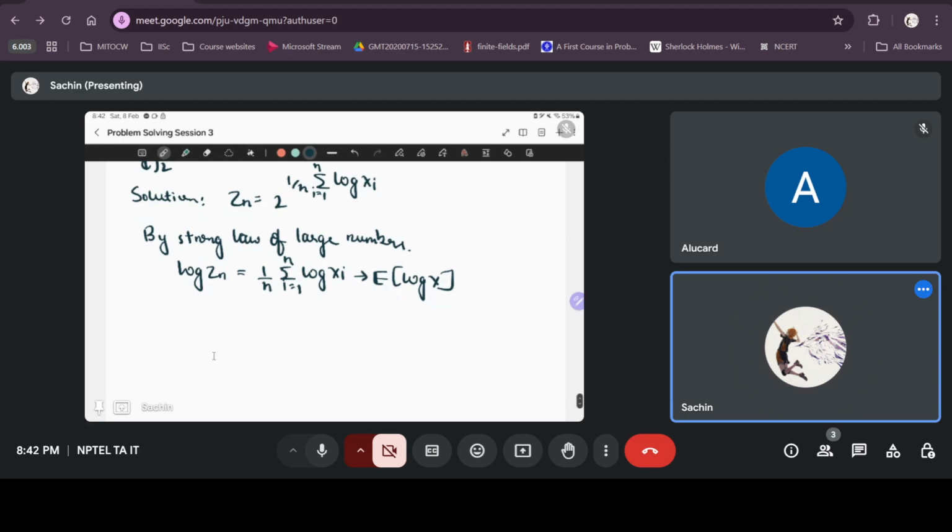Okay, now this is with probability 1. When we say it's with probability 1, what it means is that the sample mean, 1 over n log of xi, i equal to 1 to n, minus the actual mean, the expected value of log x, is less than some quantity epsilon with probability 1 minus delta or something, where delta is a small number that can be made arbitrarily small.